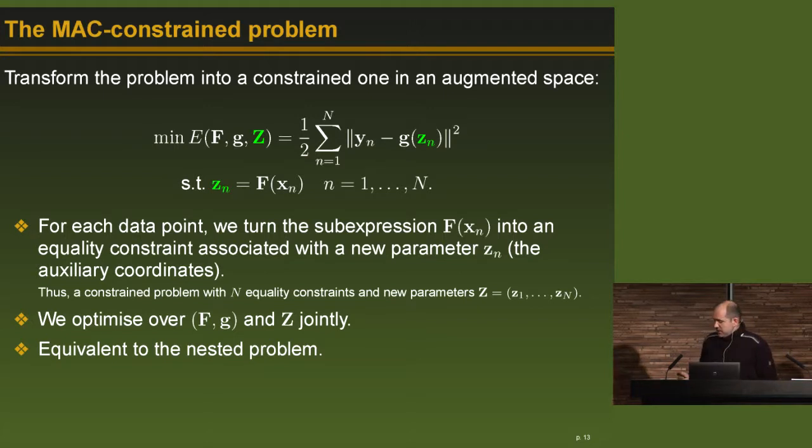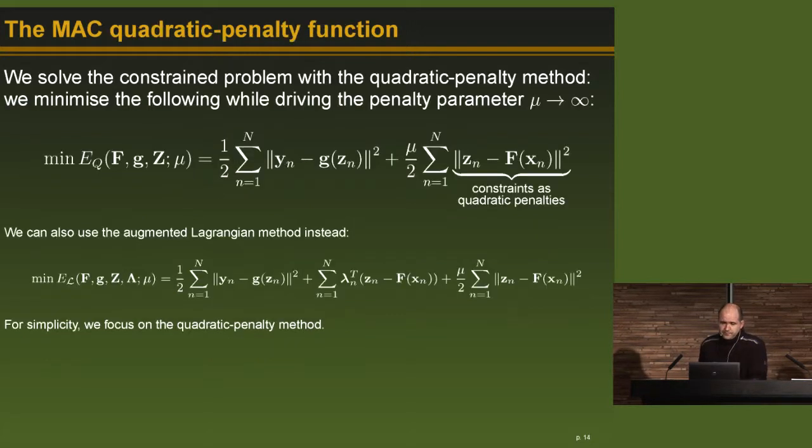Okay, so now that we have this problem here, living in this augmented space of the original functions and the coordinates that we have introduced, then we optimize in that augmented space. At first sight, this looks like a more complicated thing than what we started with, because in fact, if I give you this problem, most of us would instantly think of eliminating the constraints and putting this thing back there, therefore going back to the nested problem that we had. We don't want to do that because there are going to be some advantages in this splitting that we're introducing. And this problem is equivalent to the nested one.